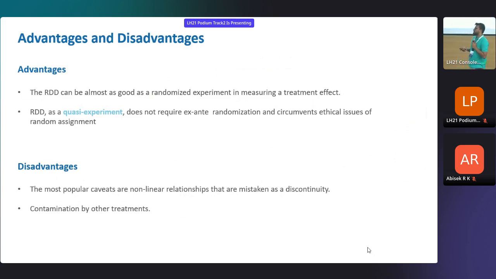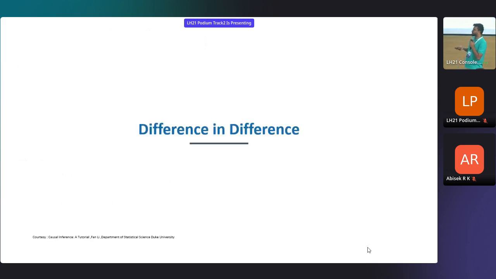Disadvantages, I'd say, are non-linear relationships, right? If there is a non-linear relationship between the running variable and the financial aid, this could possibly be mistaken and seen as a discontinuity, while it actually probably is not the case. And there could be contamination by other treatments, some other factors, other than family wealth, that we probably don't know, that are unobserved, and that actually impact this.